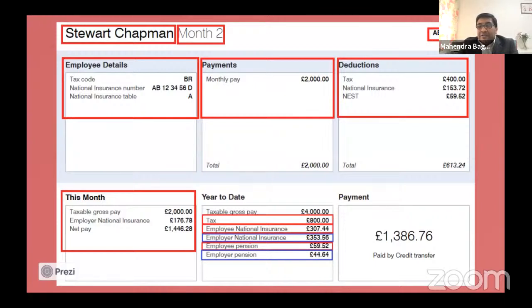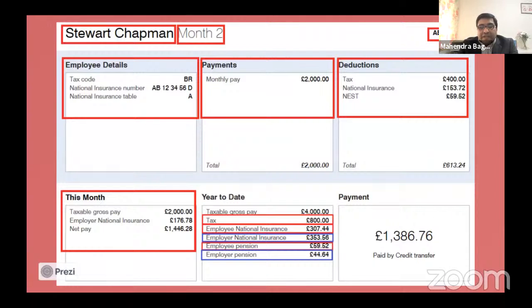Any deductions that happen, tax, national insurance. Next is the pension, the auto enrollment. In this example, they're using Nest to manage their auto enrollment services. Then at the bottom, a summary of this month: what is the taxable gross, and the employer NIC. This is the extra bit which the employer is paying into your NIC contribution.